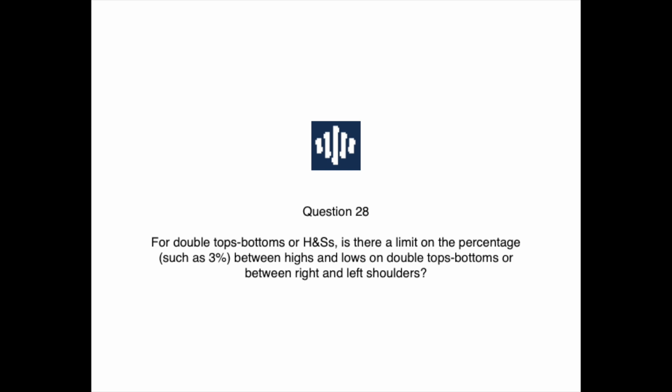For double tops, bottoms, or head and shoulders, is there a limit on the percentage, such as 3% between highs and lows on double tops, bottoms, or between right and left shoulders? No, I don't look at that. I'm looking at the weekly scale price chart. If it's a head and shoulders top, it's a clear one. I take that. And as I said, for double tops or double bottoms, I classify them as part of a rectangle. So for me, they are more like a sideways consolidation that is completing on the upside or on the downside. These are all the questions.